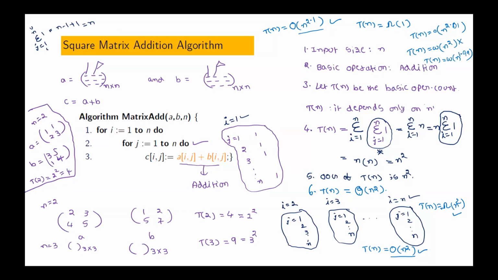Some people may write theta of n square, some may write big omega of n square, some may write big O of n square, because these three are the favorite answers. If you know that its order of growth is exactly n square, out of big O of n square, big omega of n square, and theta of n square, which notation is best? Theta notation. Theta of n square is best.